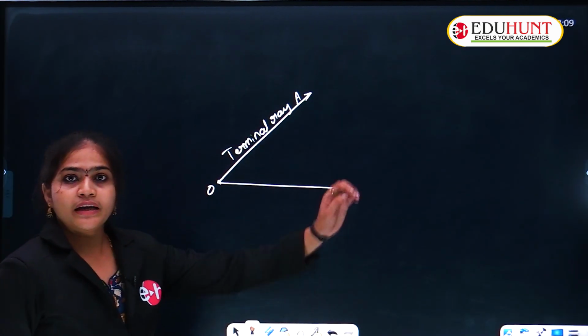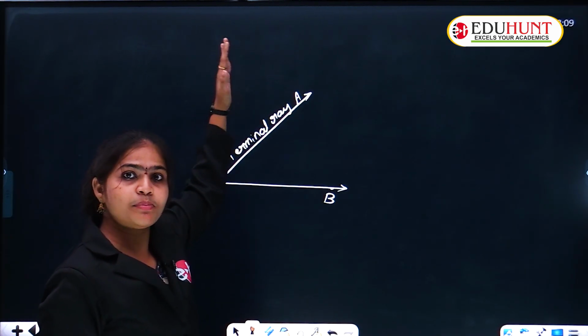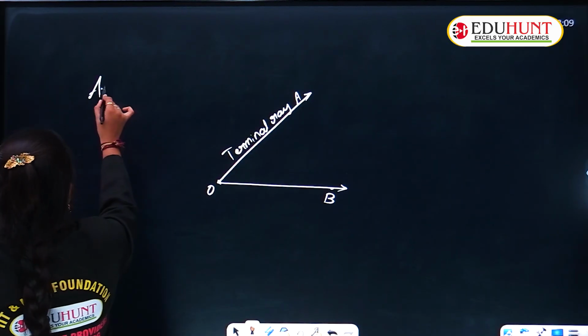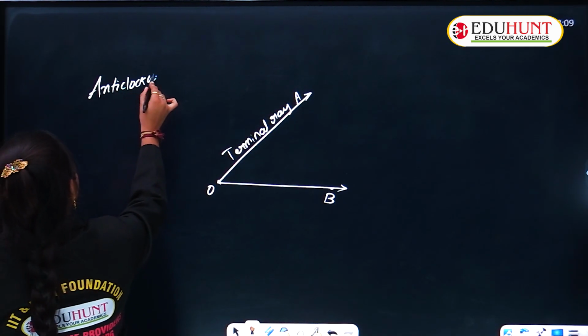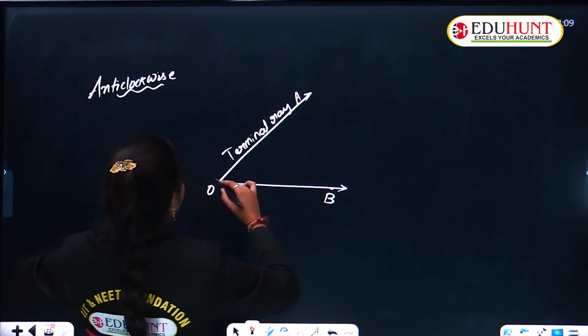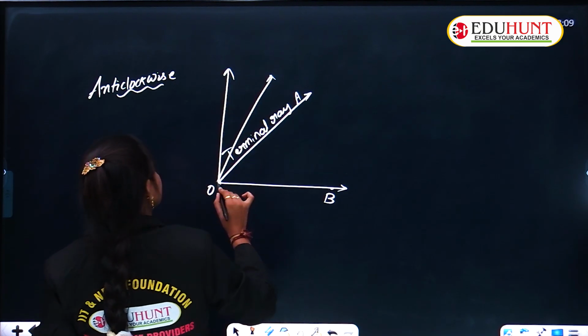Okay, now here it moves in anti-clockwise direction. Anti-clockwise direction means opposite to that clockwise direction. Now in that anti-clockwise direction, what can we observe here? Anti-clockwise means, just see that. For example, it moves in anti-clockwise direction, then like this you will get.